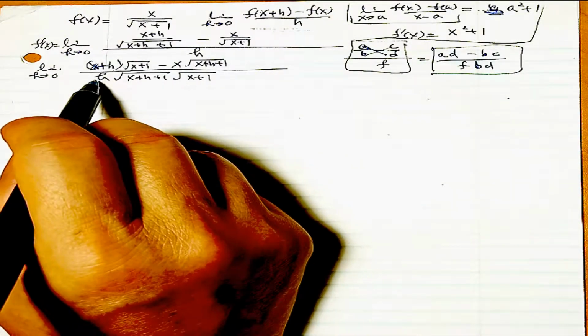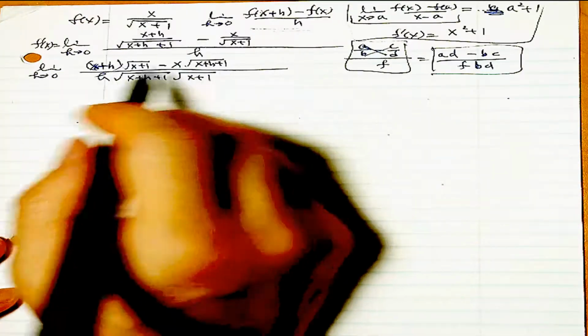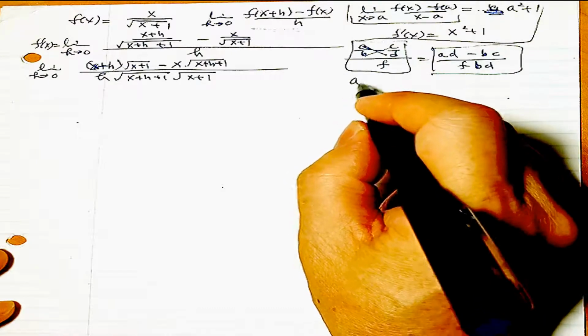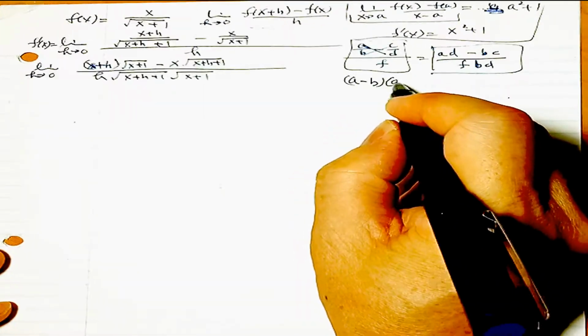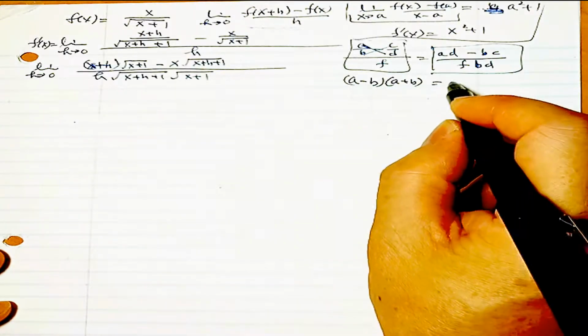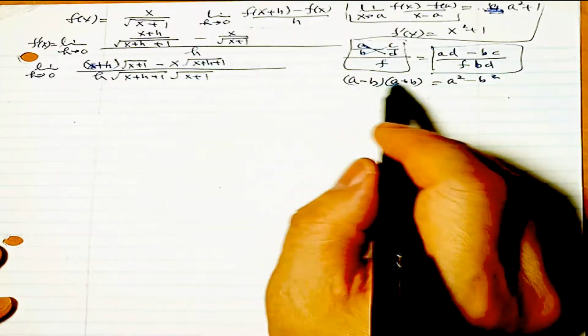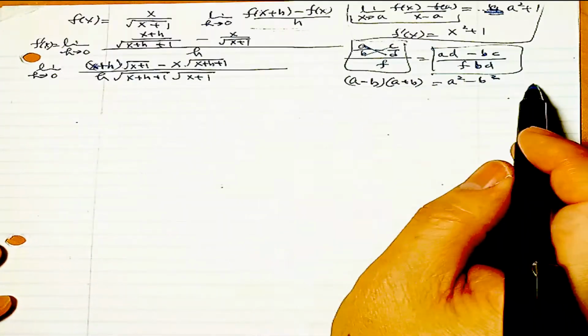Once you factor out and cancel the h, then you can plug in 0 again for h. So here I need to multiply the conjugate on the top. You know that conjugate means if you have this, you multiply a plus b on top and bottom, but the top is going to be a squared minus b squared. That is the whole idea of getting rid of square root: by multiplying the conjugate you end up with squares, which will cancel the square roots.